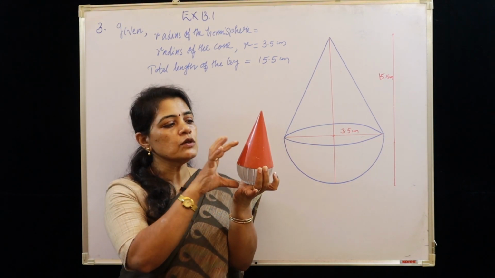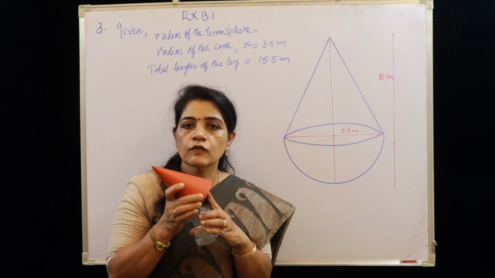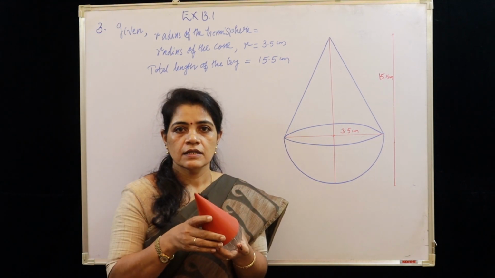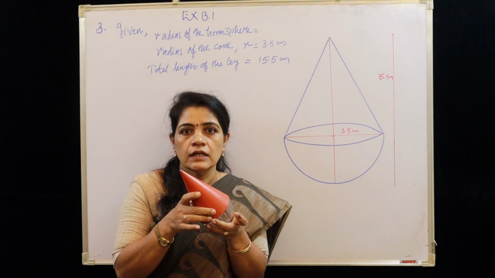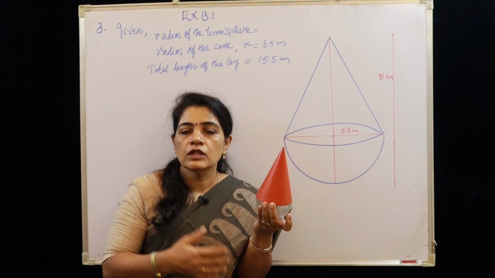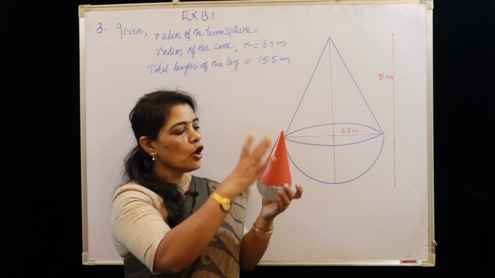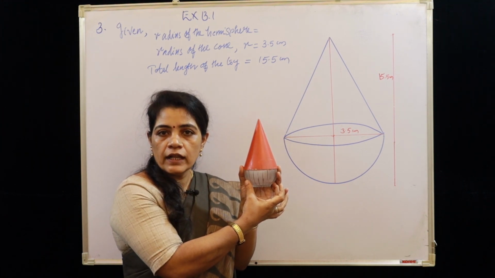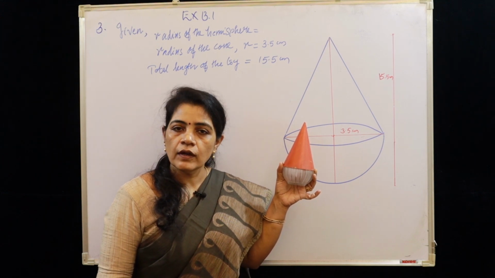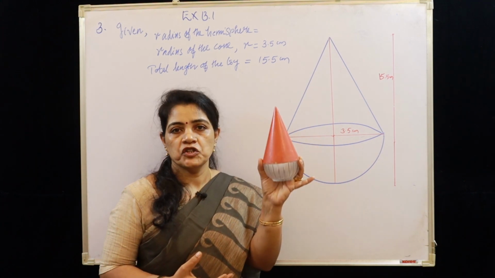Here the radius of the hemisphere and the radius of the cone are the same, given as 3.5 centimeter, since they are exactly coinciding, and the bases are the same. That means the radius of both shapes is 3.5 centimeter. And the total height of the model, that is the toy, is given as 15.5 centimeter. Finally, what is asked? We have to find the TSA of the shape, that is the toy.